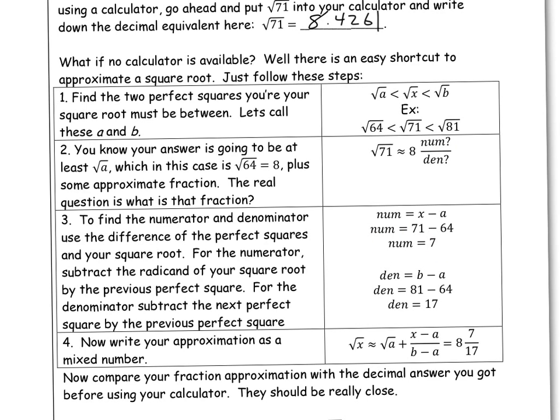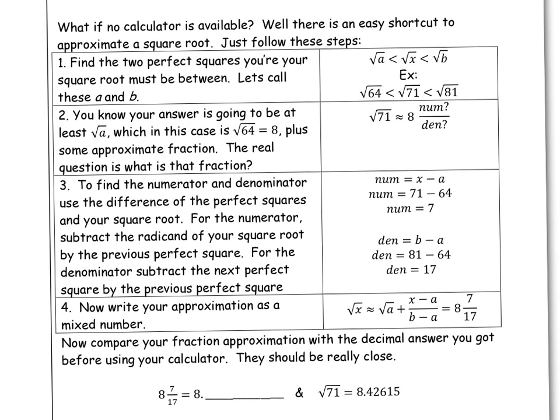It's 7. Okay? And this is all just an approximation. It's not equal, but it's a really good approximation. Okay, so it's 7. And how do we find the denominator? For the denominator, subtract the next perfect square by the previous perfect square, meaning the next perfect square here was 81, and the previous perfect square was 64. So we would just do 81 minus 64. 81 minus 64 is 17. There's our denominator. So we can write it like so.